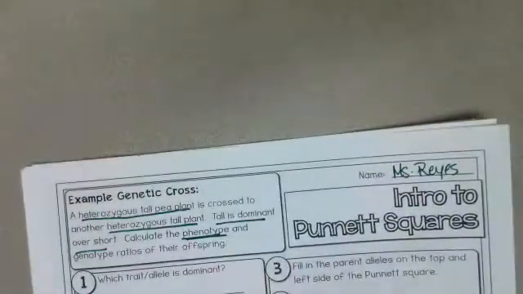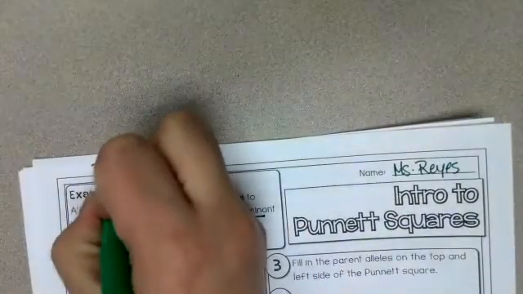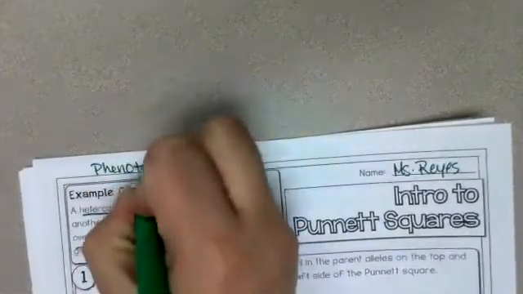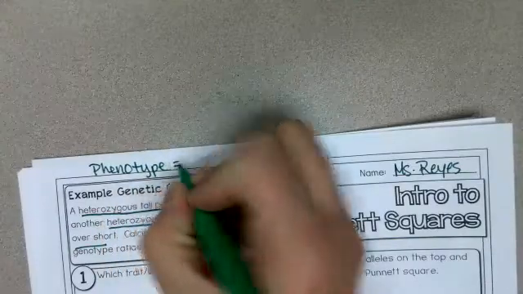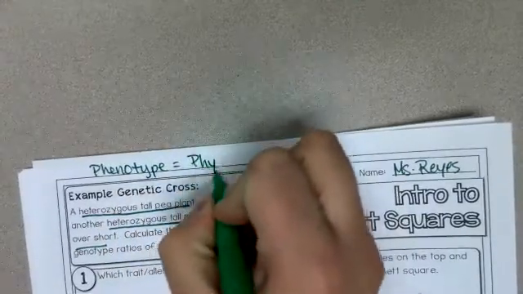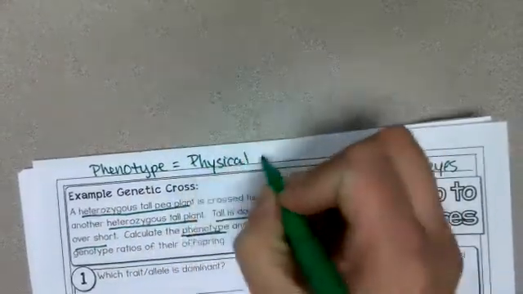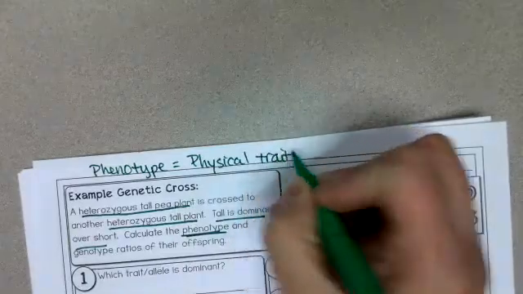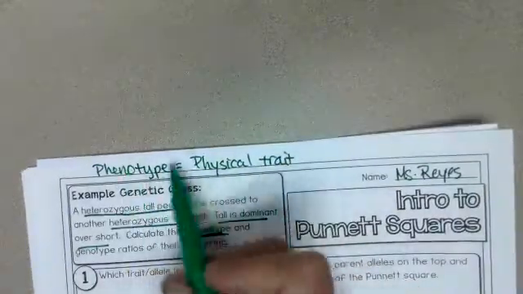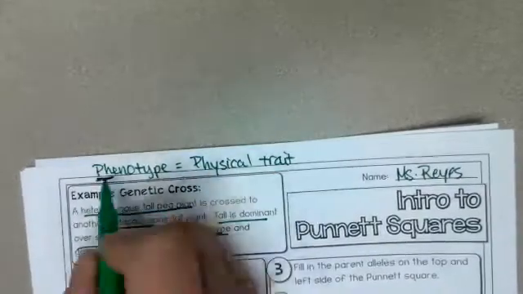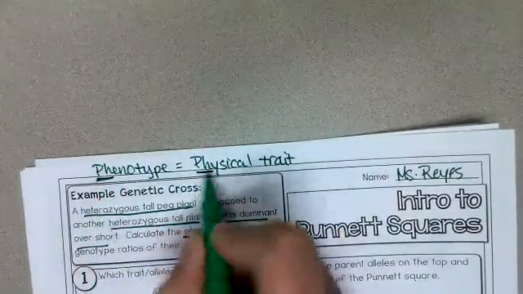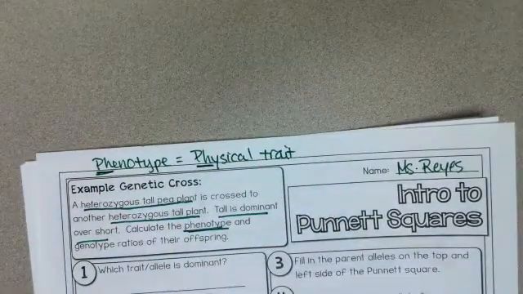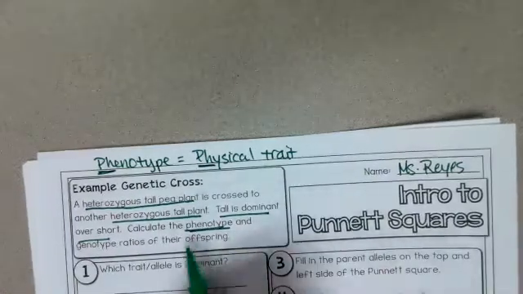And I'm going to write that up here so we don't forget. So phenotype, okay, equals physical traits. Okay, physical traits. Now, remember what I said, that phenotype word starts with a PH and so does physical. So that's how I remember it, at least. I don't know about you guys.